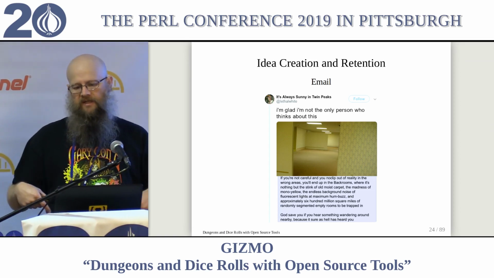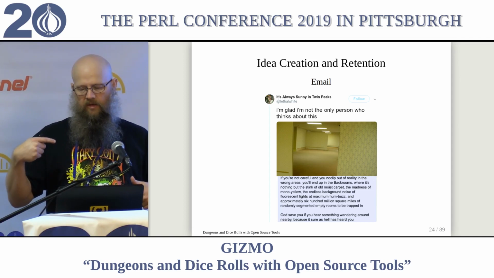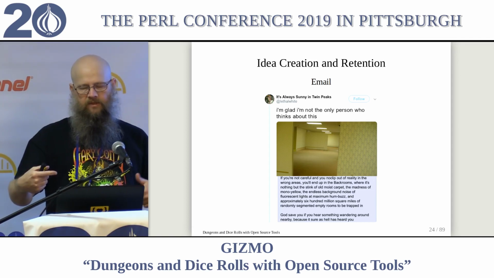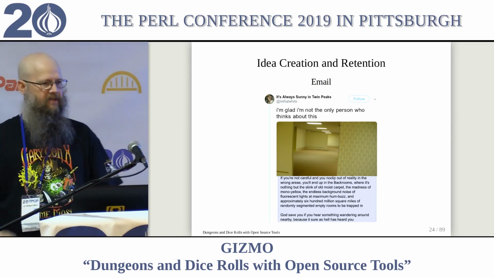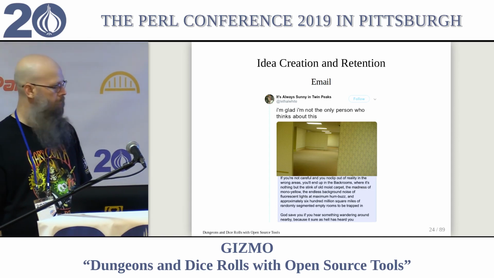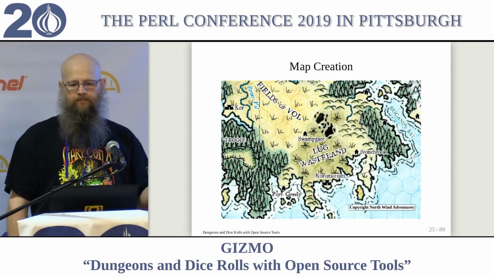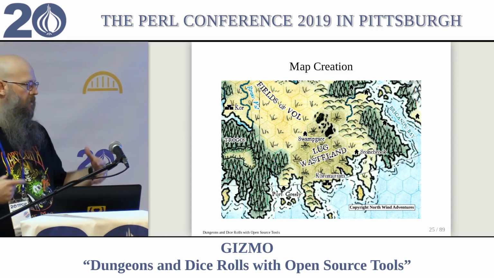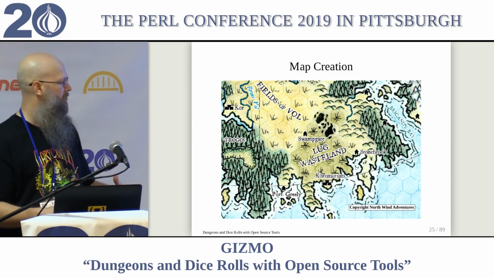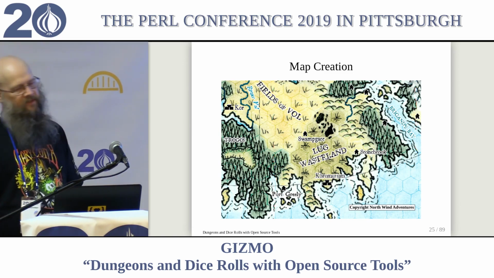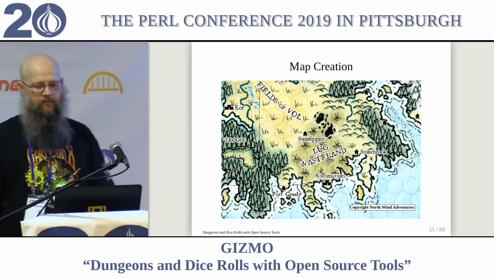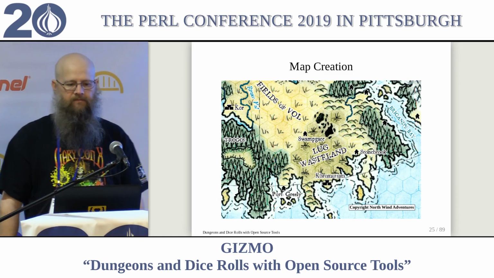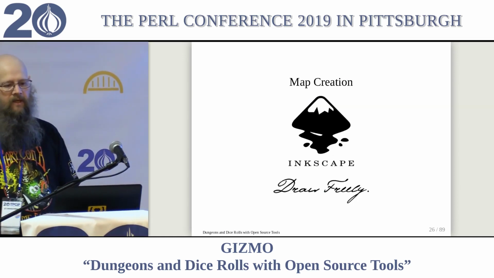So in addition to all these ideas, you've got to think about where these encounters and ideas and the players interact, and that typically means maps. This is a section of the world setting of the system I use, and maps are really part and parcel of being a DM. For making maps, I like to use a tool called Inkscape.